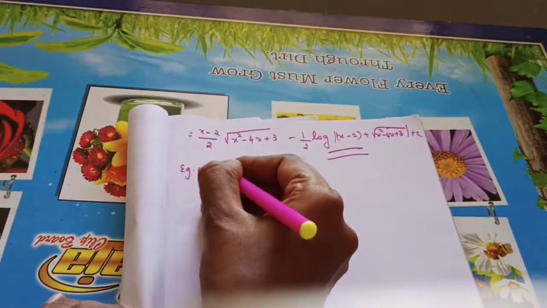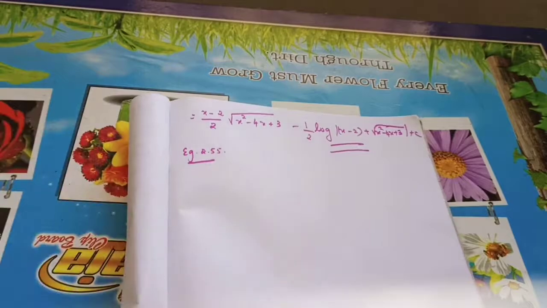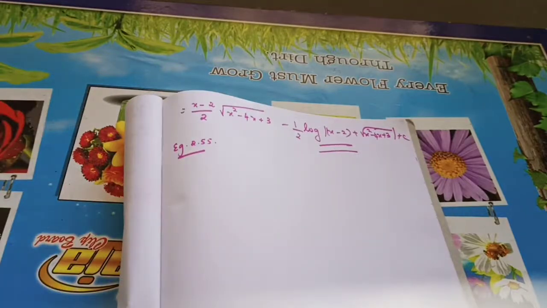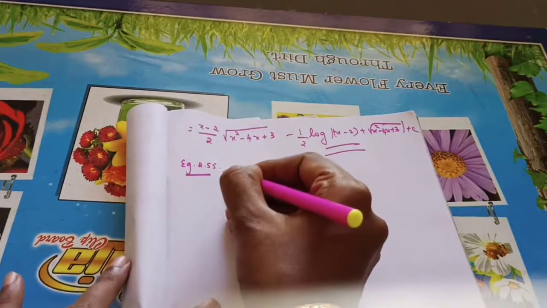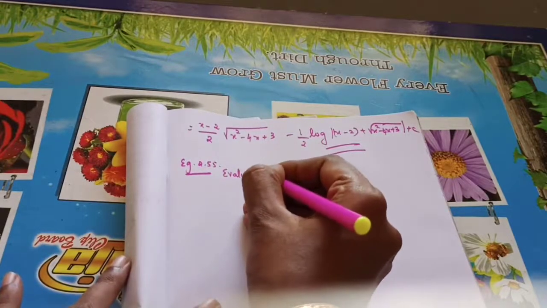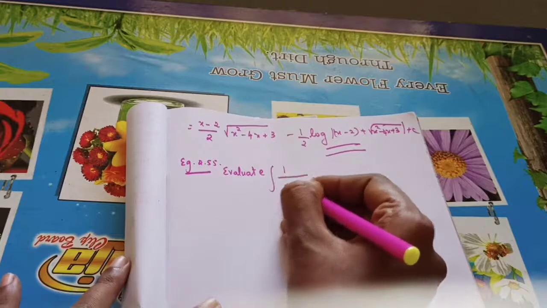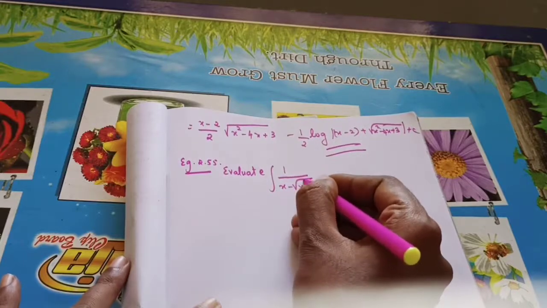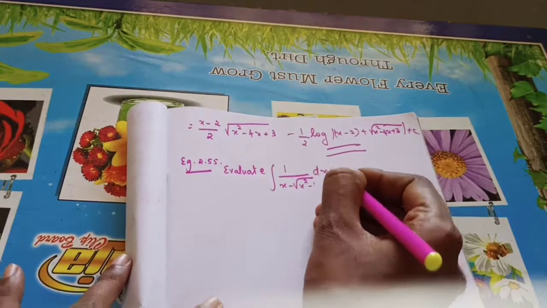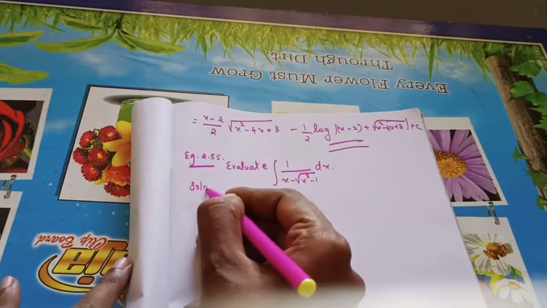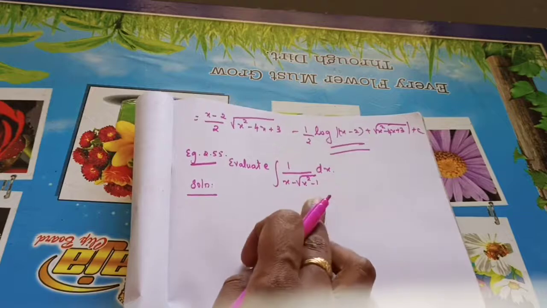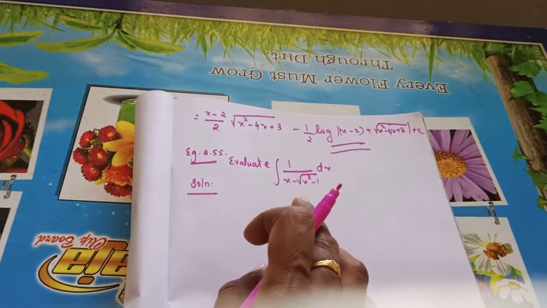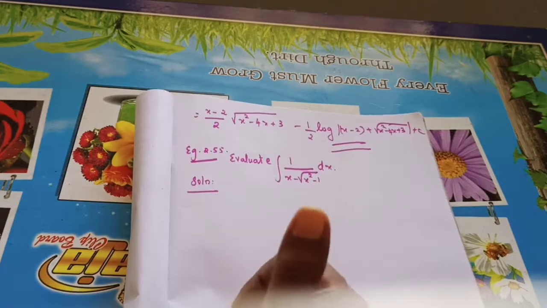Example 2.55. Evaluate the integral of 1 by x minus square root of x² minus 1 dx. Okay, solution. So now it is somewhat different. Okay, so 1 by x minus square root of x² minus 1 dx.